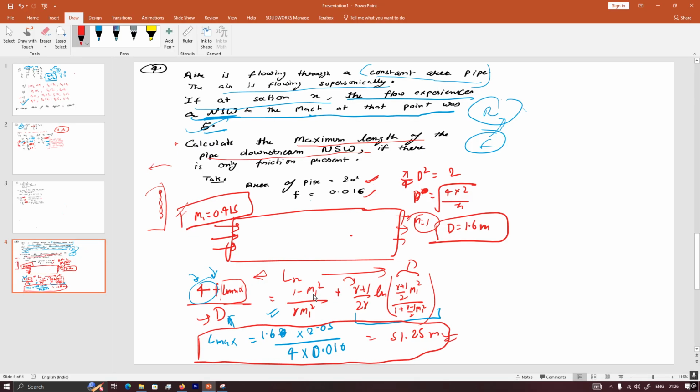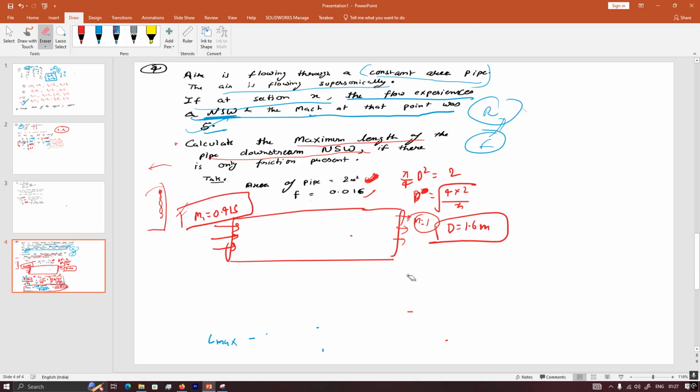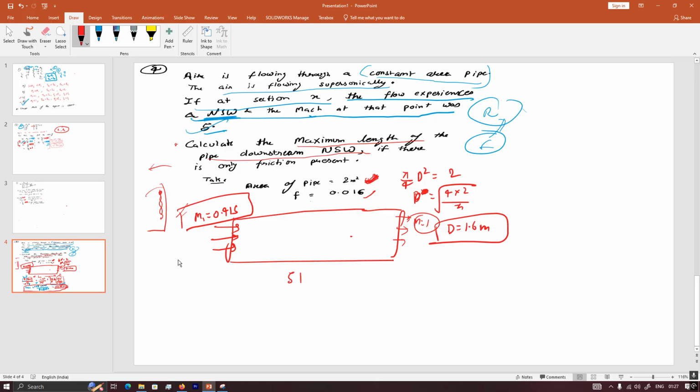This was a question framed by me, so that's why this value is coming this big, because I made this area 2 meter square. Yeah, it's correct. So doing all these, whatever the story was, you'll be getting your 51.25 meter length after the normal shock. And do remember SI units.